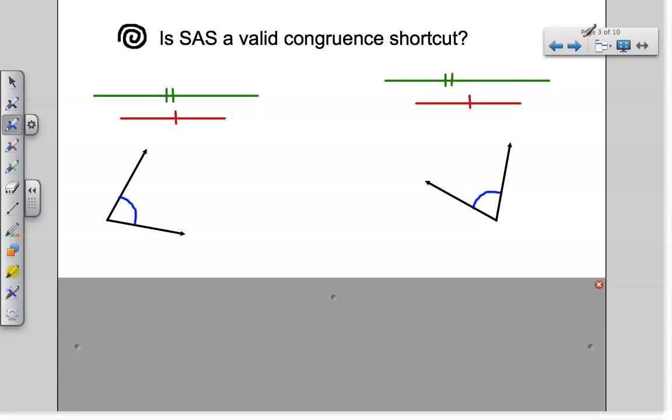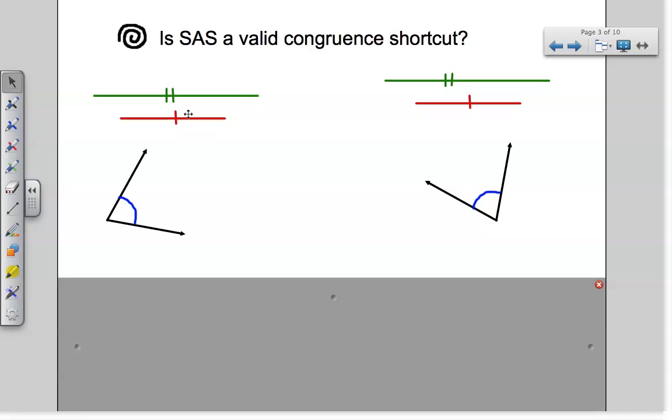And here I want to do a visual reasoning of why side angle side is a valid congruent shortcut. Is it a valid congruent shortcut? Notice I have two sides that I copy and pasted. I have an angle that I copy and pasted. And since we're doing side angle side, the angle is the included angle between the two sides. It is formed by those sides.